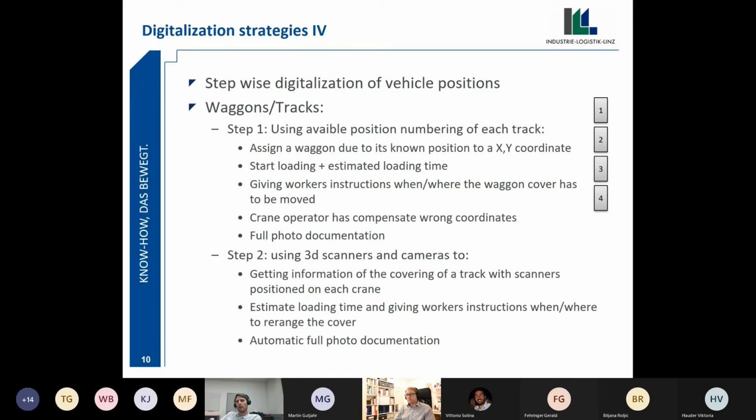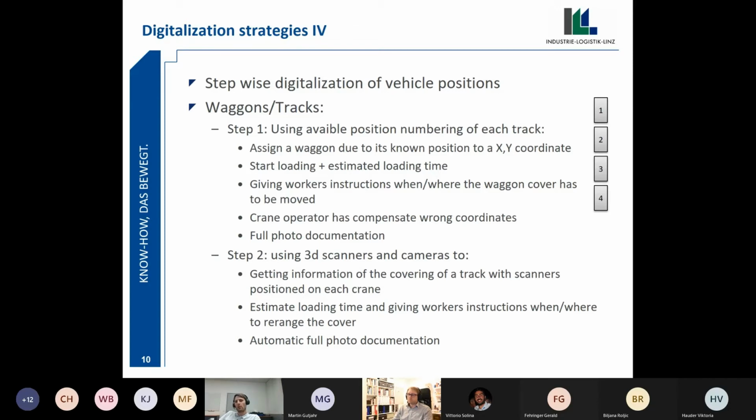At this point, we are also able to give the start of the loading and estimate the loading time, and we are trying to give the workers instructions on when they have to push the wagon covers. The crane operator has to compensate for the wrong coordinates, so we also have to give him the numbering of the wagons, but he maybe gets a better first position than he has now, because now he is counting the wagons, and therefore he knows where to put the coils.